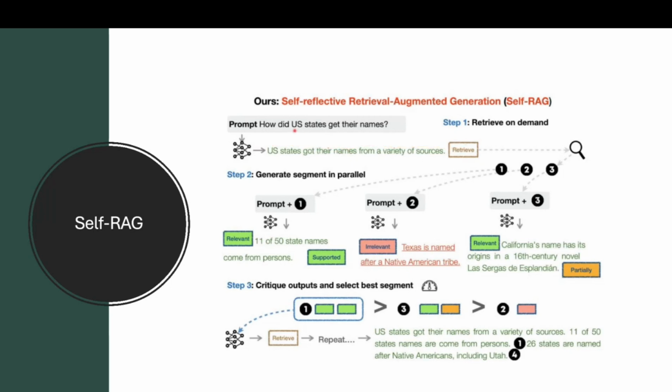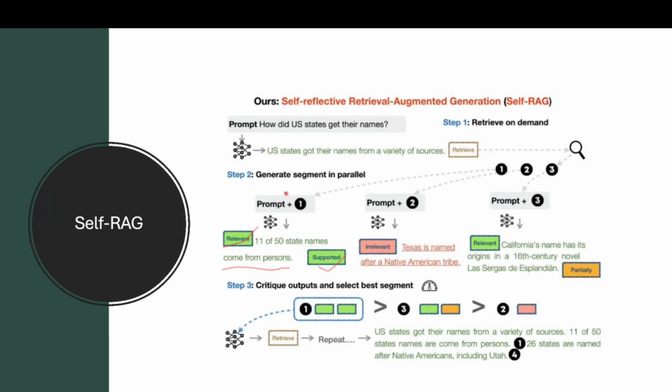Okay. So now we have two pieces of information. First, how did US states get their names, and second, US states got their names from a variety of sources, and then the retrieve section happens. In that case, it will generate three different prompts with these two things. How does a state get its name, and this information will be given as context, and then it will give the response like this. The second one is also given, and it will get the response like this, and the third one is like this. So in this case, the response is that 11 out of 50 states' names come from a person. So that is relevant as well as supported.